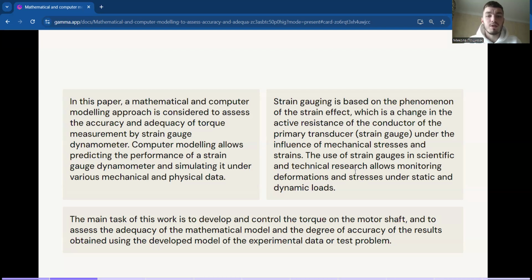Strain gauging is based on the phenomenon of the strain effect, which is a change in the active resistance of the conductor of the primary transducer strain gauge under the influence of mechanical stress and strains. The use of strain gauges in scientific and technical research allows monitoring the formation of stress under static and dynamic loads. The main task of this work is to develop and control the torque of the motor shaft and to assess the adequacy of the mathematical model and the degree of accuracy of the results obtained using the developed model against experimental data or a test problem.